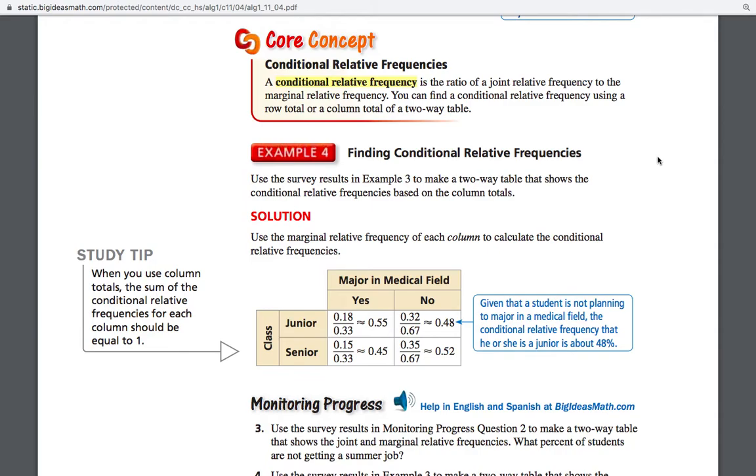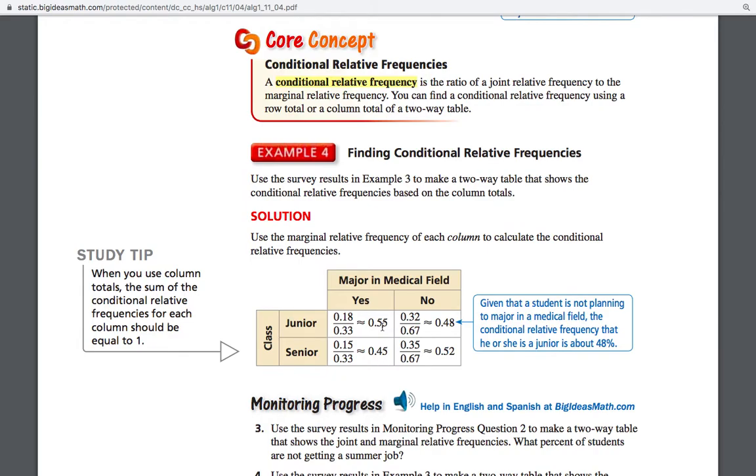Conditional relative frequency is where we're not dividing by the total. We're not dividing by the bottom right-hand number. We're dividing by either the row total or the column total. So if we look here, it says make a two-way table that shows the conditional relative frequencies based on the column totals. Columns are up and down. So if we're doing that, we're going to take the 0.18 divided by the 0.33. We can use the joint relative frequency and the marginal relative frequency to divide to get there.